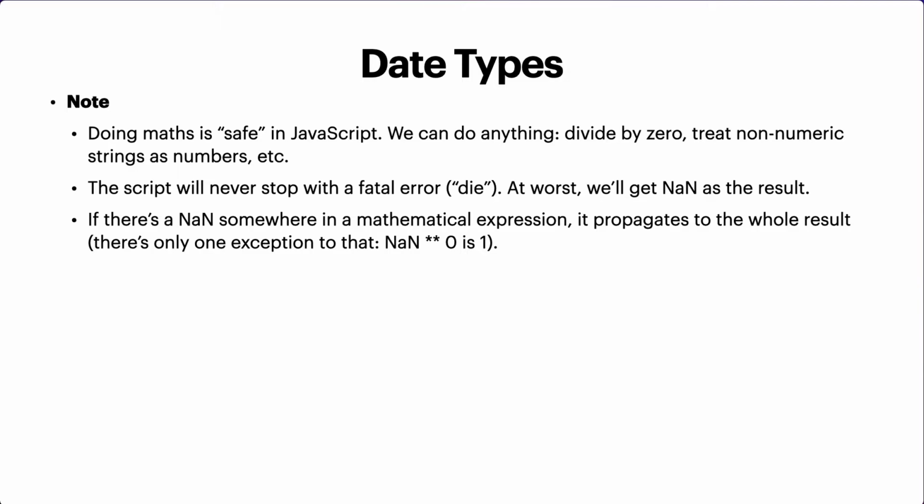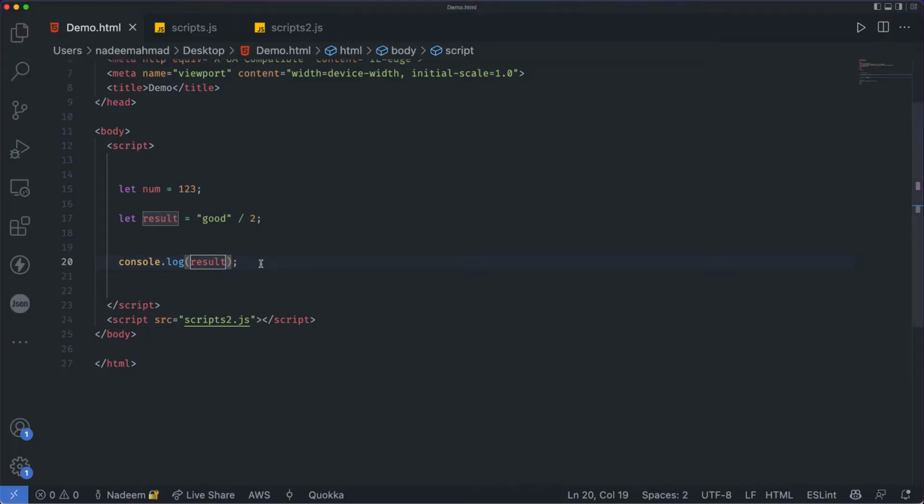If there is not a number somewhere in a mathematical expression, it propagates to the whole result. For example, if you are doing some kind of mathematical operation like 4 minus 5 multiplied by 10 and divided by 100. In here, if you have a NaN at any place, because you have some computational error, it will propagate to the whole expression, and it will return not a number as the result. So this is what it means.